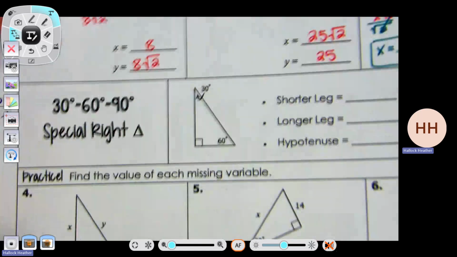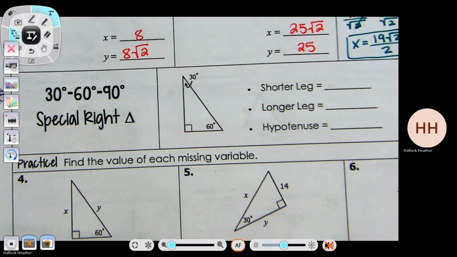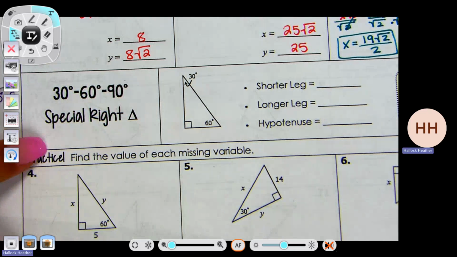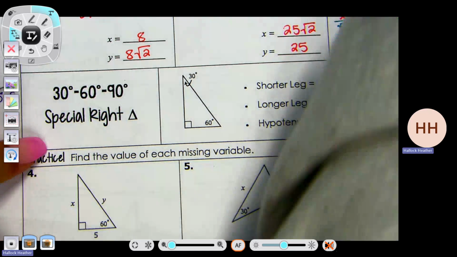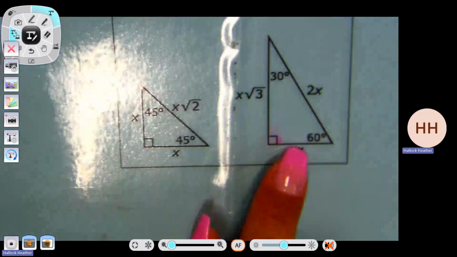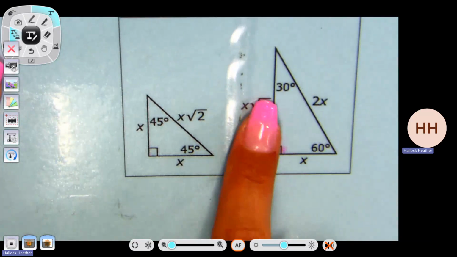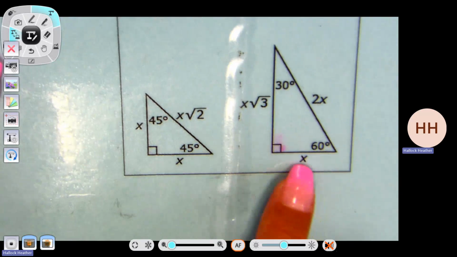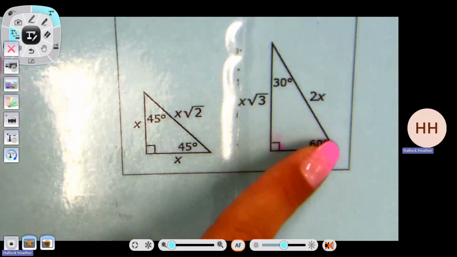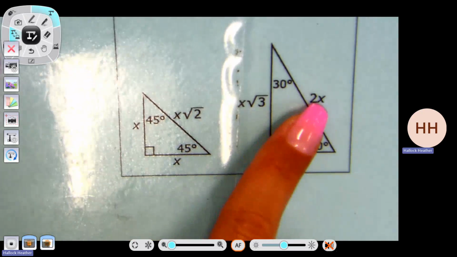Okay, let's do 30, 60, 90s. I'll be quiet. Okay, 30, 60, 90 is the other rule. So on your blue sheet, 30, 60, 90 is the other one. This is very similar. Okay, but you have 30 degrees, 60 degrees, and 90 degrees. X is the base, so that's the shortest side. Your hypotenuse is the longest side, which is going to be 2 times X.